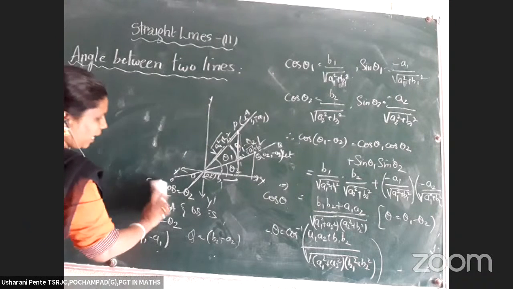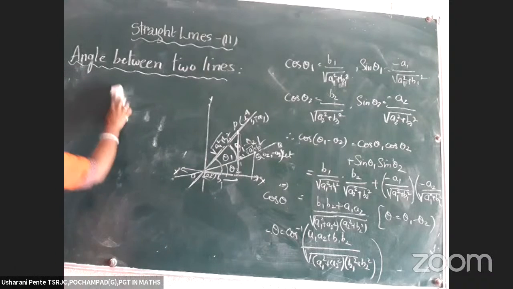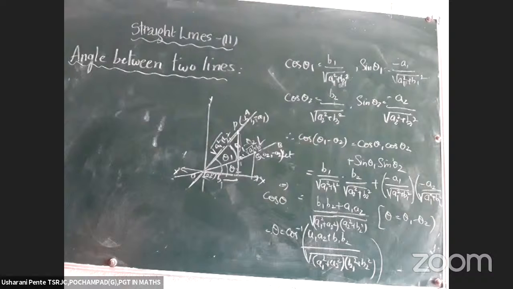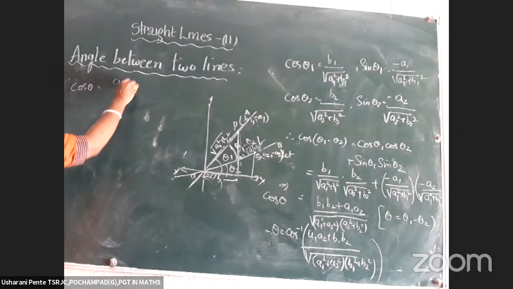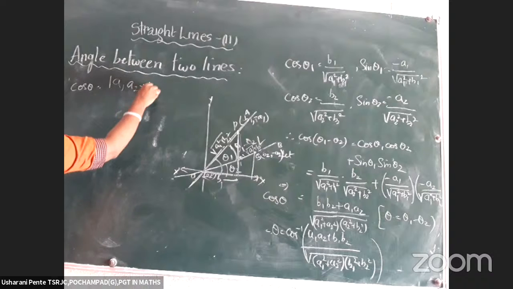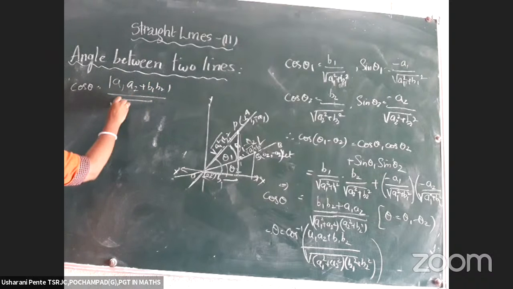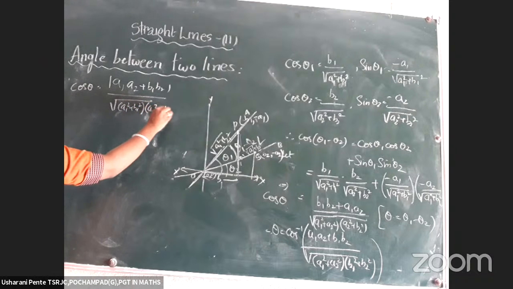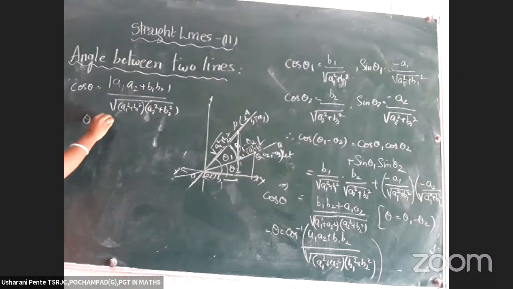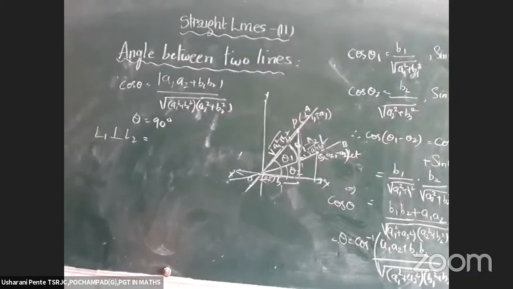What if the lines are parallel or perpendicular? If the given lines are perpendicular, then how much should theta be? Theta should be 90 degrees. Cos theta is A1 A2 plus B1 B2 by under root of A1 square plus B1 square into A2 square plus B2 square. When theta is equal to 90, the two given lines are perpendicular. If the two given lines are perpendicular, then what about this?